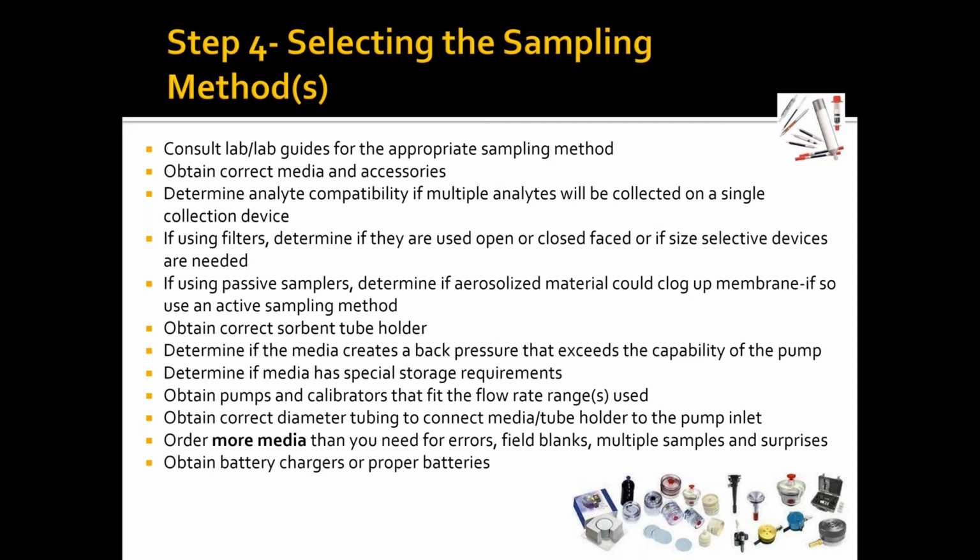There's a couple other things on there that you can read at your leisure, but the last one I want to emphasize is always order more media than you need, because stuff happens. You're going to need them for blanks. You get out there and you find, boy, I would really like to do some task-based sampling, and you want to do multiple samples. And if you don't have the media to do that, you can't do that. Stuff falls off and breaks and that sort of thing. And so you want to have backup media so that you can at least salvage your day.